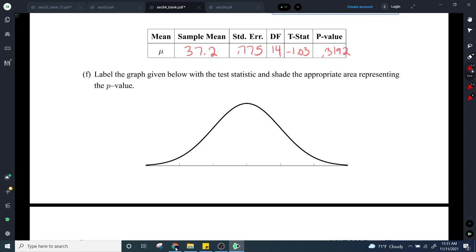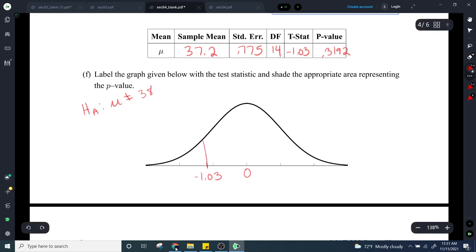So if we're doing it with t-scores, in my t-distribution, 0 would go in the middle. My test statistic was negative 1.03, so that would go right here. Now, this was a two-tailed test, right? Because my alternative was that mu is not equal to 38. So that means we're going to have one on either side. Remember, when it's two-tailed, you're going to have one on either side.